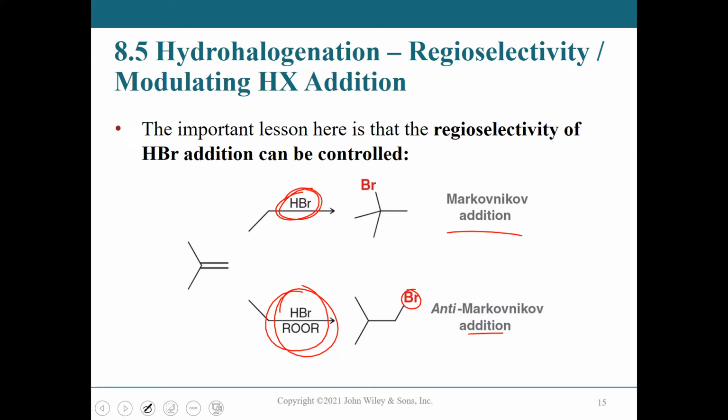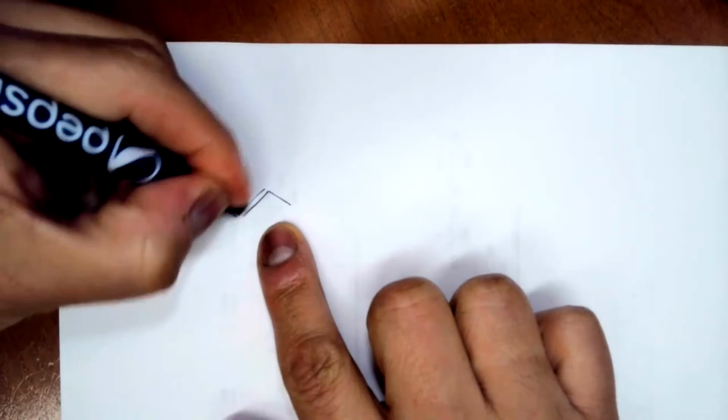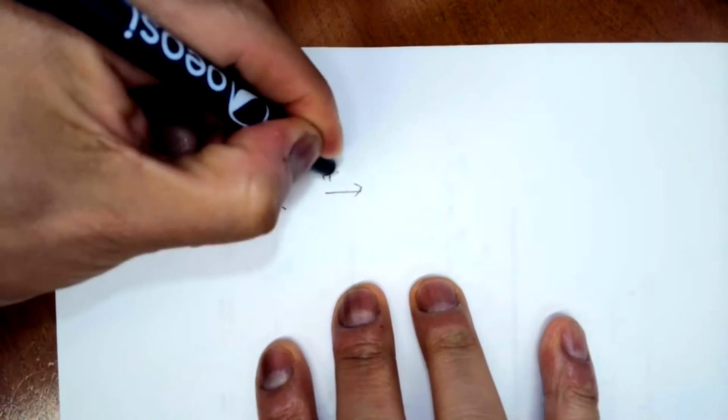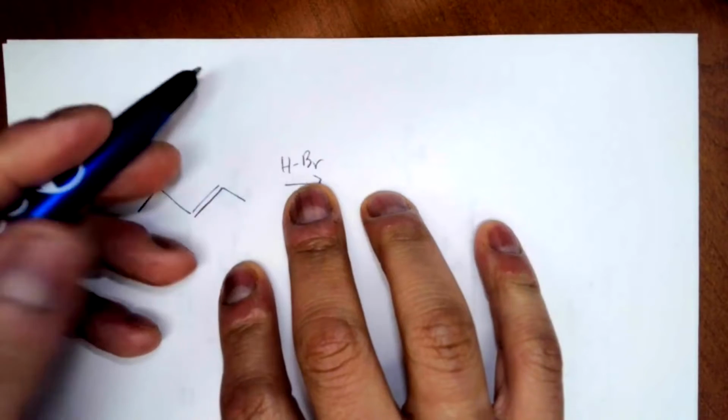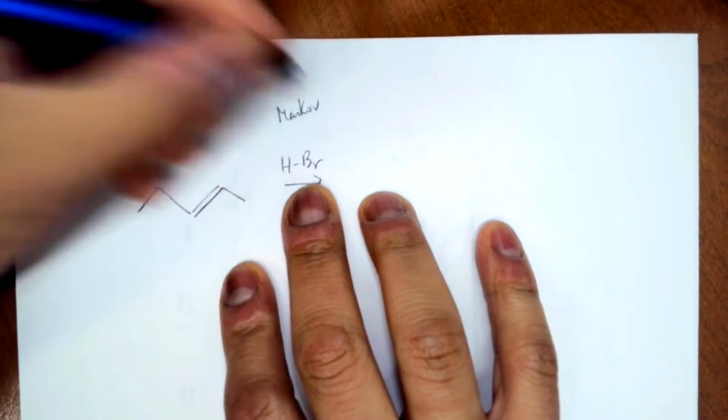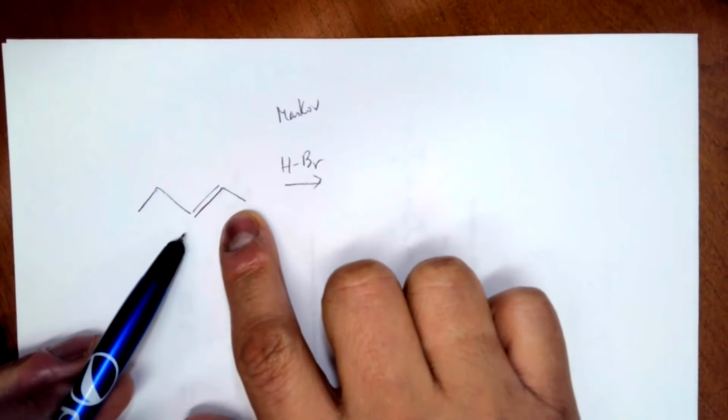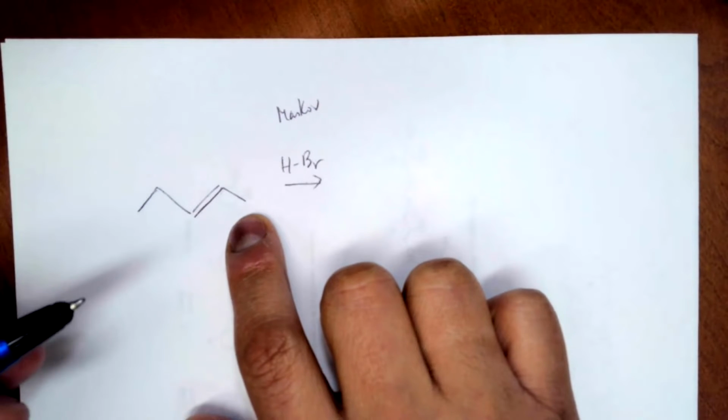Now I want to take advantage of this reaction to tell you about some exceptions. Organic chemistry is the kingdom of the exceptions. So what to do if I have this alkene? Let's say I have HBr. You will tell me, professor, according to what you told me, HBr follows Markovnikov. Okay, label the Markovnikov carbon here. Which one is more substituted or less substituted?